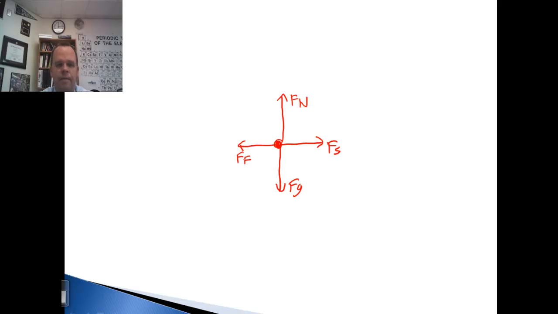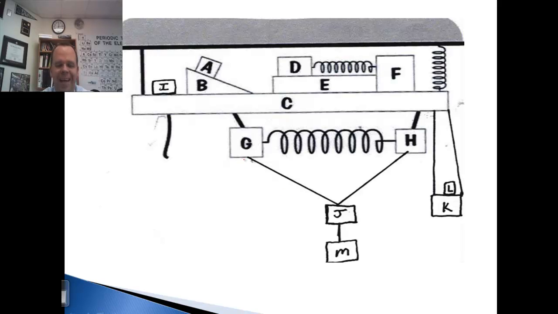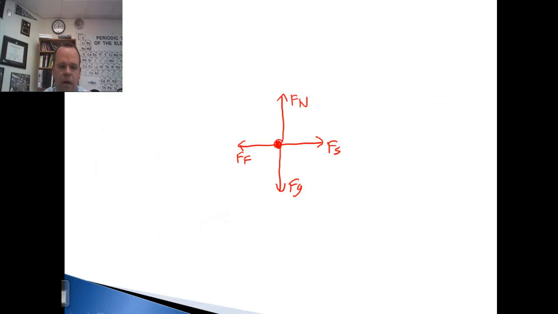Next one is B. So let's go back and look at our diagram. B is sitting here on the surface. It's touching A and C are the only things touching it. So I'll draw a little picture of this so we don't have to go back to the diagram to look at it. So B, C, sitting on top of it is A. Now this one's a little bit more complicated.